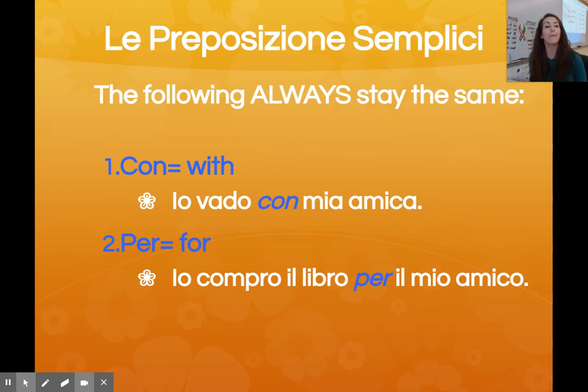Per means for. Io compro il libro per mio amico. I buy a book for my friend. Io studio per l'italiano. I study for Italian. Io ho un esame. I have a test per la classe di storia. I have a test for social studies, or even in la classe di storia, sort of thing.